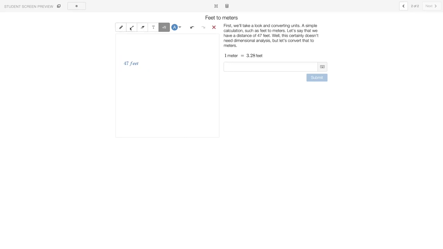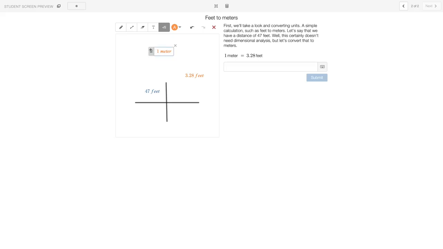So what we want to do here is create this kind of table thing. We have that, and we want to put our 47 feet there. We don't need anything down here because it's not going to be used. The next thing we want to put in is 1 meter. Oh, that's because I didn't do math. 1 meter there, and then we also want 3.28 feet.